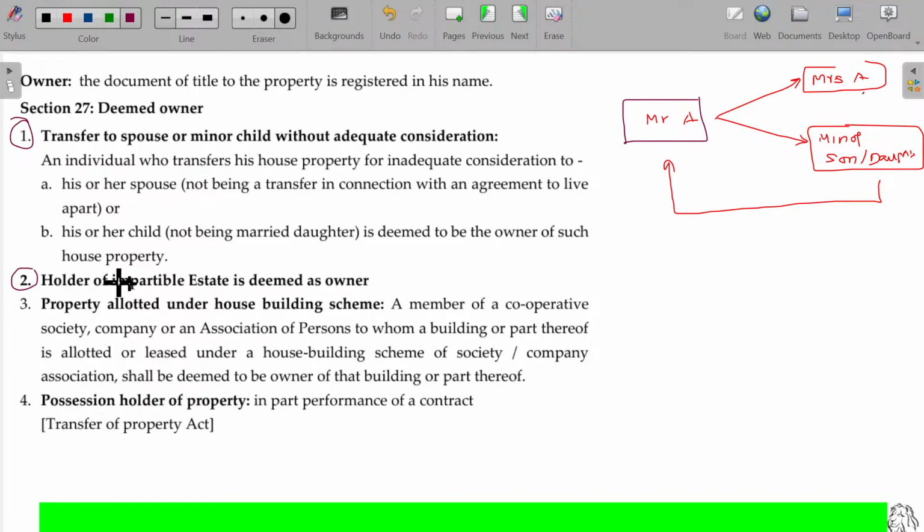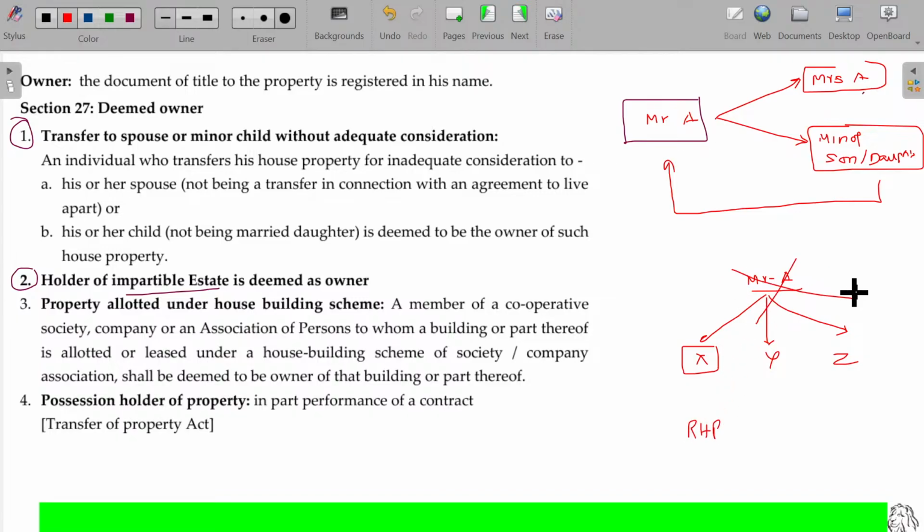Scenario 2. Holder of impartial estate deemed as owner. Mr. A has 3 sons and a daughter: X, Y, the sons, and Z being the daughter. They live in a residential house property, X being the senior.